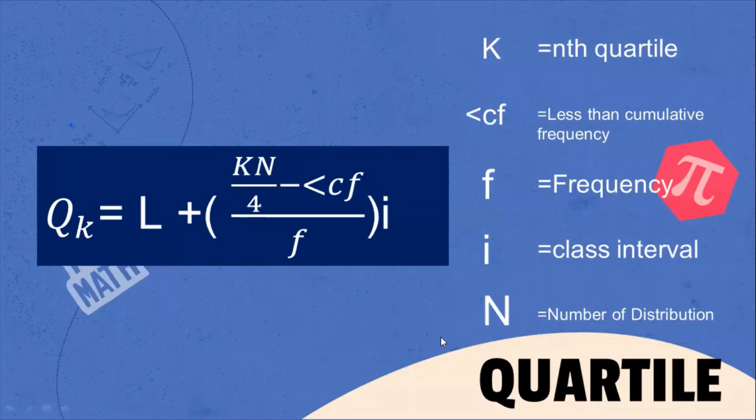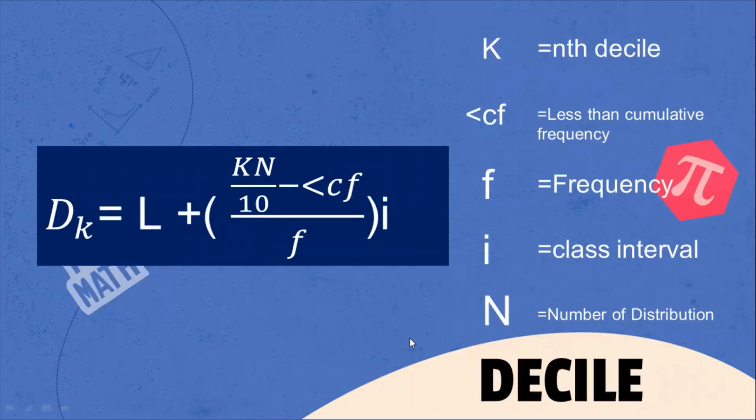That is the formula for quartile, and the formula for decile is D sub k is equal to L plus the quantity of k multiplied by n over 10 minus less than cumulative frequency, over f, multiplied by I, where k is the nth decile, less than Cf is the less than cumulative frequency, f is the frequency, I is the class interval, and n is the number of distribution.